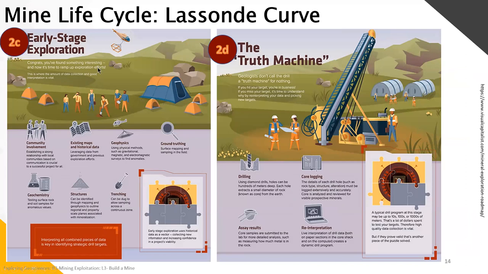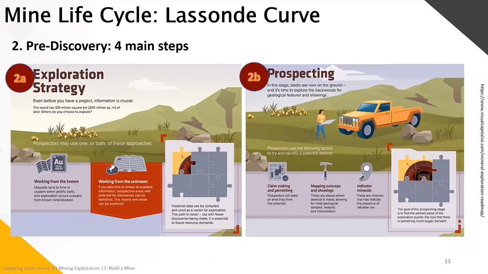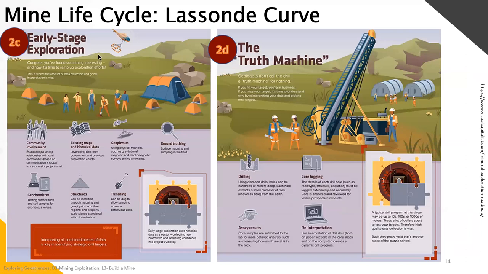If during the prior stage, which was the prospecting, the 2B stage, we think we are on to new discoveries or closely approaching new discoveries, we want to know for sure what we're seeing on the surface, we will do early stage exploration. So we will add more complete information with the geophysics, with the ground geochemistry, everything we can add with our observations for structures. We will do some trenches, some outcrop stripping, and so on.